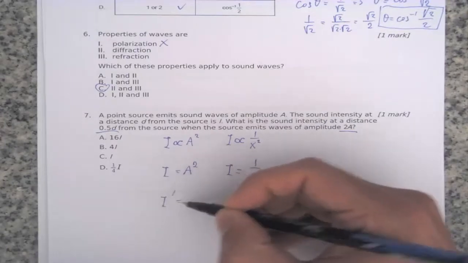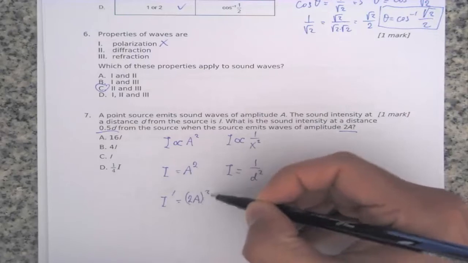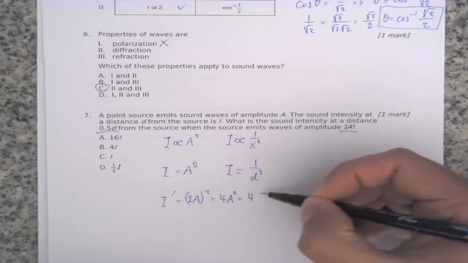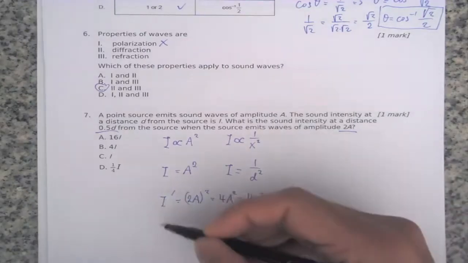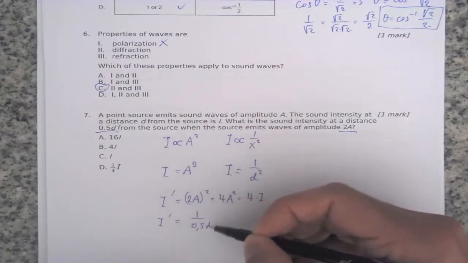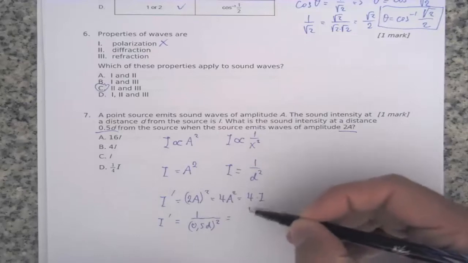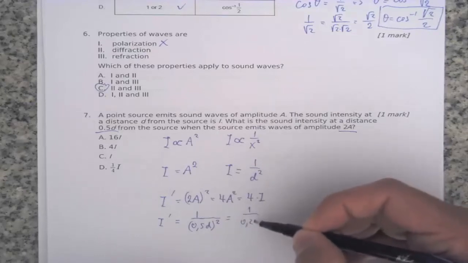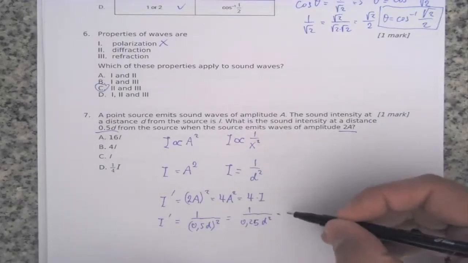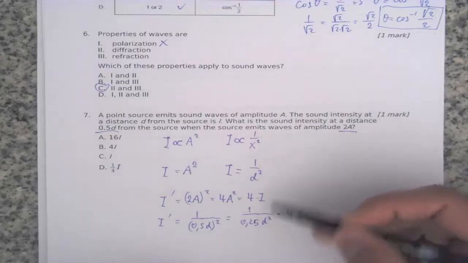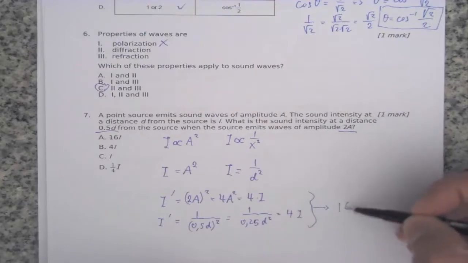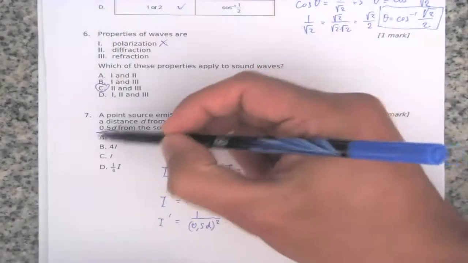So your new intensity is going to be 2A, all of it squared, so it's going to be 4A squared. So it's going to be 4 times I, the intensity before. Also your new intensity is going to be 1 over 0.5 d squared, and it's going to give you 1 over 0.25 d squared. So this is 1 over 0.25, it's 4I, 1 over d squared, as it was before. So if you combine both of those, you will have 16I intensity. So the correct answer here is A.